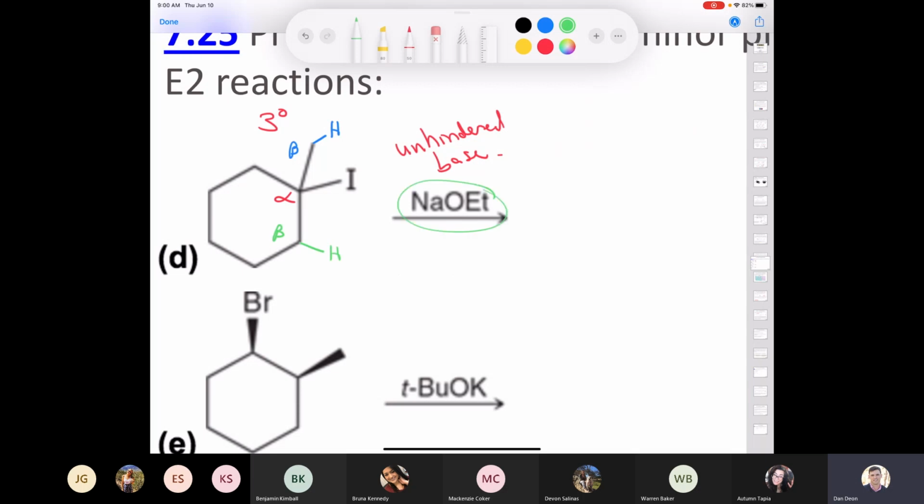So my unhindered base, could you tell me which one of these protons it's going to remove preferentially? Would it be the blue one or the green one? And it's not a trick. Which one would give the major product, if it's an unhindered base?